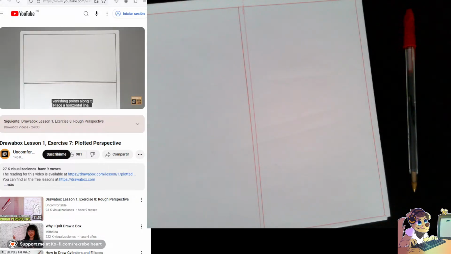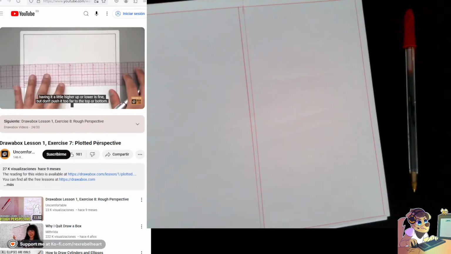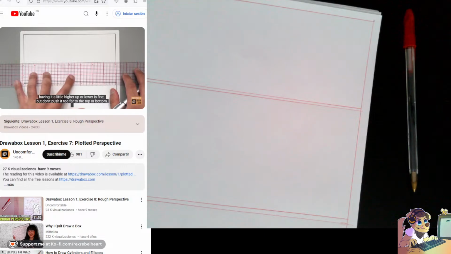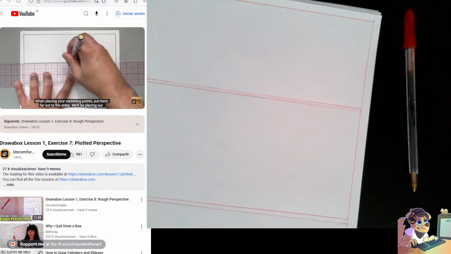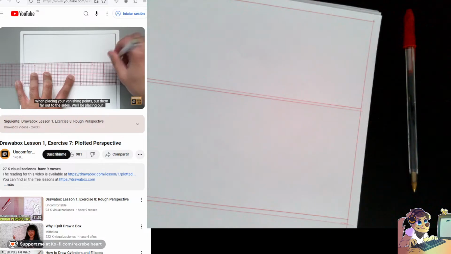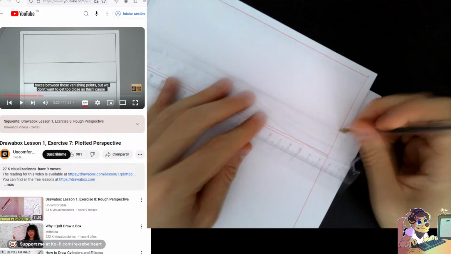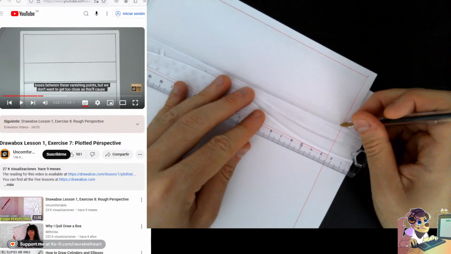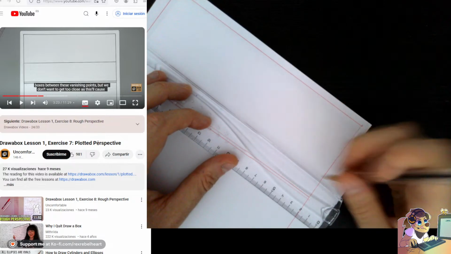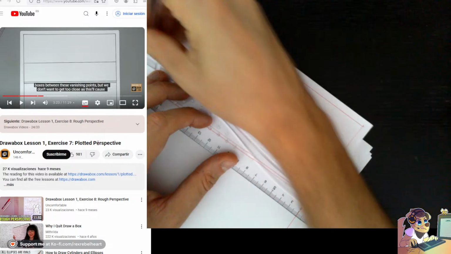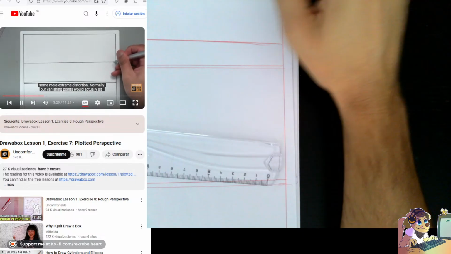Place a horizontal line parallel to the horizontals of your frame into the frame. It doesn't need to be dead center, leaving it a little higher or lower is fine. But don't push it too far to the top or bottom. When placing your vanishing points, put them far out to the sides. We'll be placing our boxes between these vanishing points, but we don't want to get too close as this will cause some more extreme distortion.